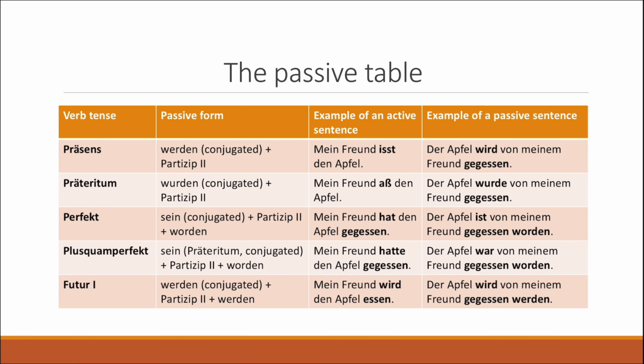And you can see it also from the highlights I made right here. So the black highlights the verbs. Präsens ist, wird gegessen, aß, wurde gegessen, hat gegessen, ist gegessen worden, etc.